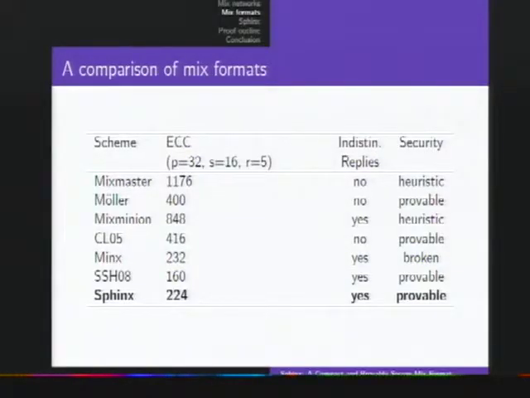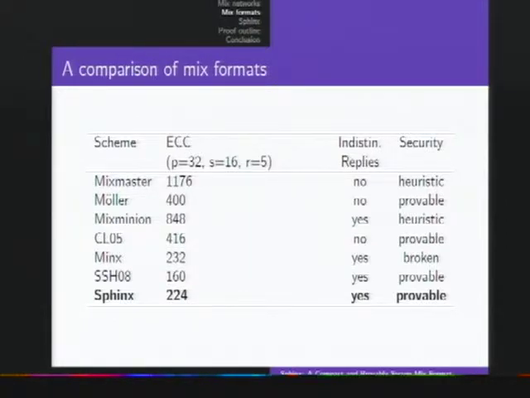Okay, let's look at another choice of parameters. Here we're going to use elliptic curve cryptography. Again, we're going to use R equals 5 and S equals 16. And now the appropriate size of a public key is 32 bytes, okay, or 256 bits. And that's quite accurate for 128-bit symmetric key strength. Okay, and here you see Sphinx is smaller than all of the choices except for SSH-08, but SSH-08 has this problem of constructing messages being very expensive. Okay, so we're a little bit bigger than SSH-08, but we don't have this expensive construction problem.